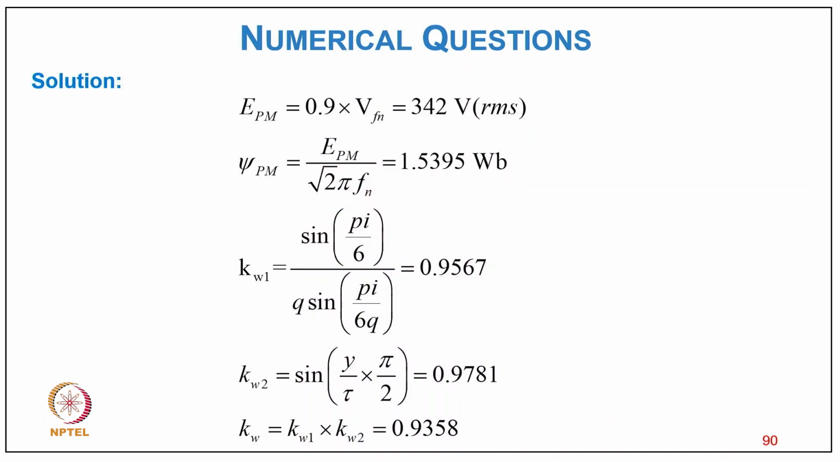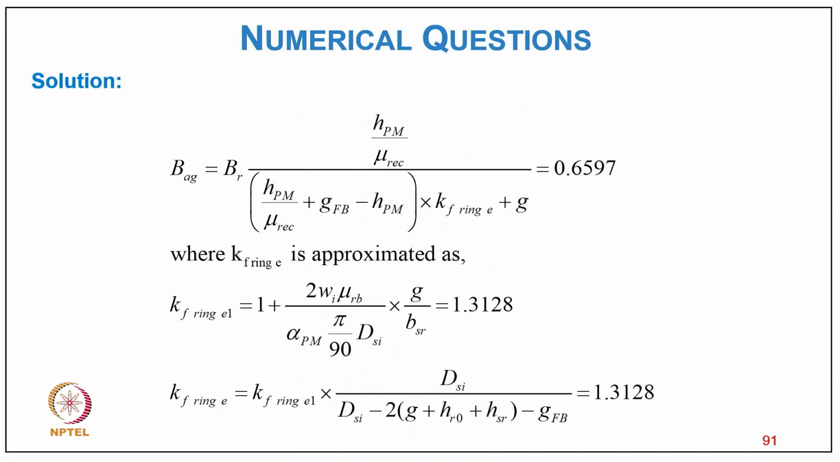Now coming to the solution, EPM phase equal to 0.9 VL, that is 342 volt, and phi PM equal to EPM under root 2 pi f1, equal to 1.5395 Weber. KW1 equal to sin pi by 6 divided by q sin pi upon 6q, that is 0.9567, KW2 equal to sin y tau upon pi by 2, that's 0.9781, and KW equal to KW1 into KW2 equal to 0.9358.